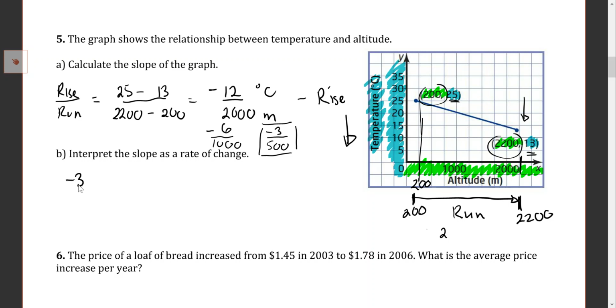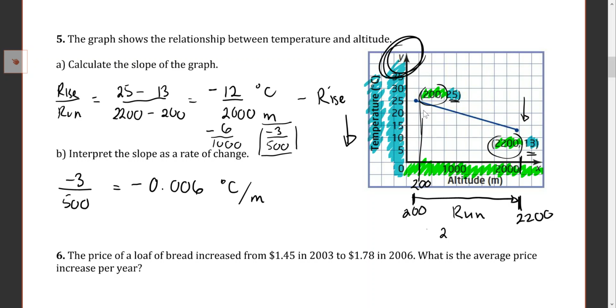So now you would do negative 3 divided by 500 and you would get the answer 0.006 degrees Celsius per meter. Negative, yeah. Why is it negative if it's going up? It's not going up. But you said. What am I measuring? I'm going up, but the temperature is coming down. So when we're talking about rate, we're talking about how this y value changes.